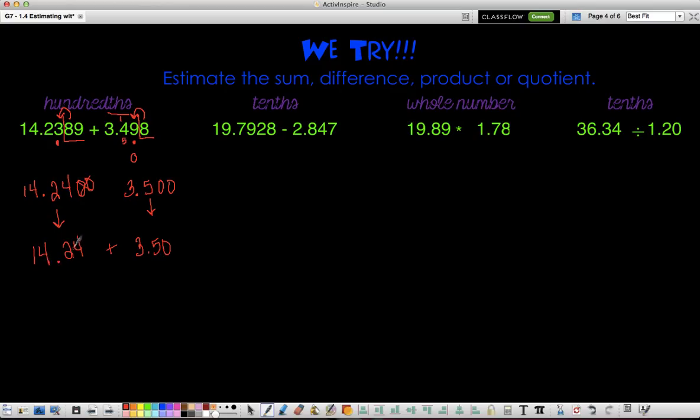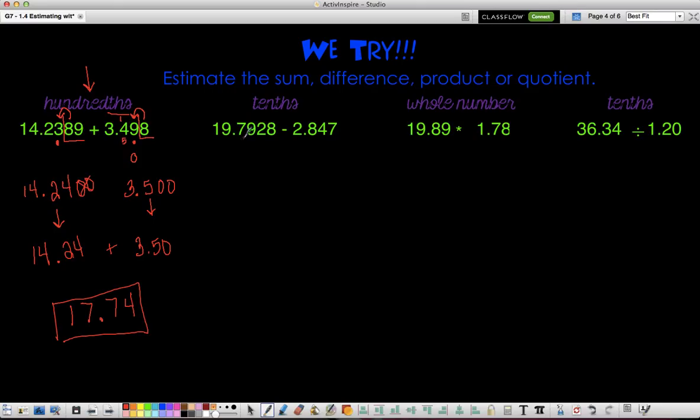So in this case, I have 4 plus 0 is 4, 2 plus 5 is 7, 3 plus 4 is 7, 1 plus 0 is 1. So my estimated answer to the hundredths is 17 and 74 hundredths. When you read your answer, if it doesn't end with this word or the word that you're rounding to, then something is wrong and you haven't rounded correctly.